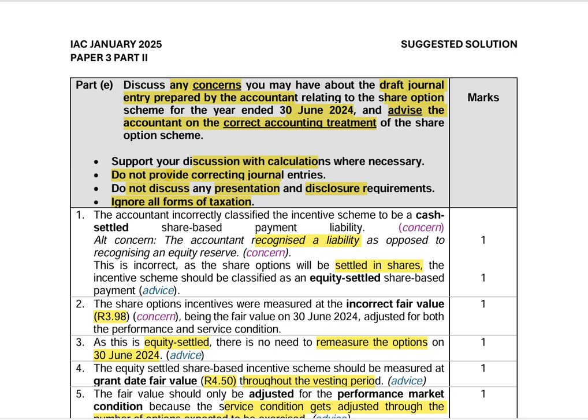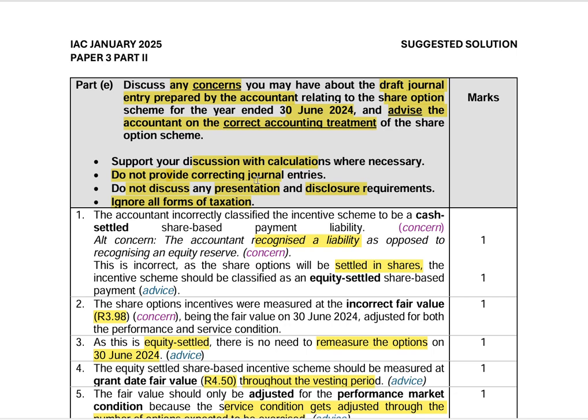Let's look at what the examiner wants from us. The examiner wants us to discuss any concerns that we may have about the draft journal entries processed by the accountant relating to the share option scheme for the year ended 30 June 2024. We need to advise the accountant on the correct accounting treatment of the share option scheme. They want us to support our discussion with calculations. However, we're not required to provide correcting journal entries.